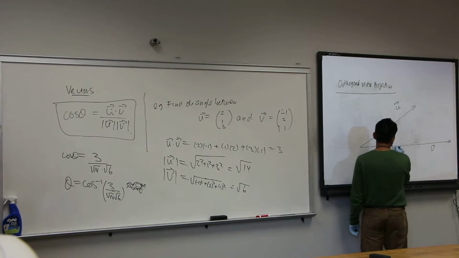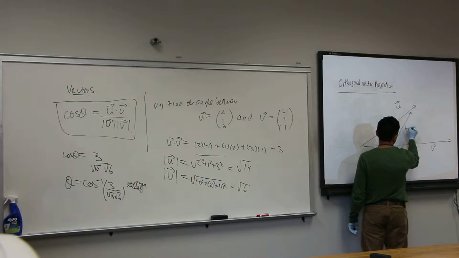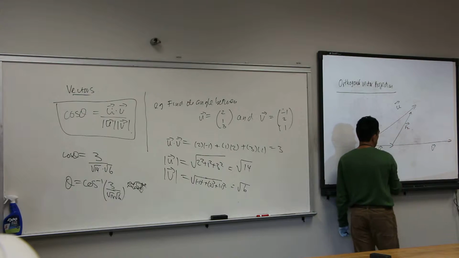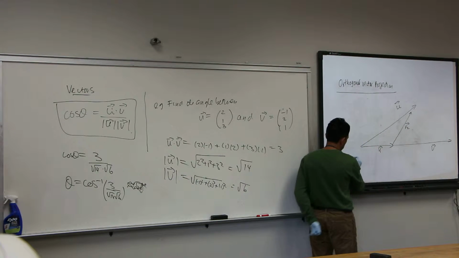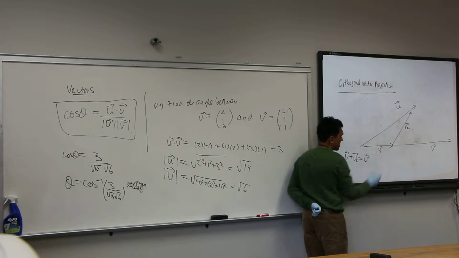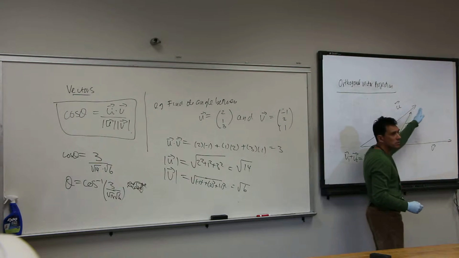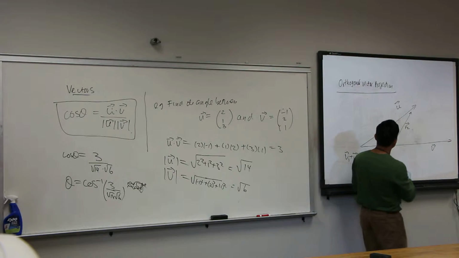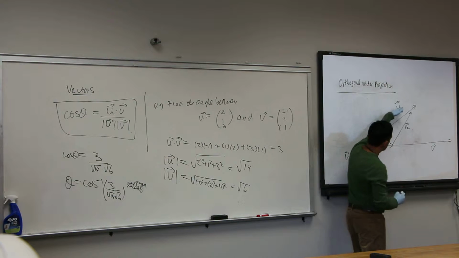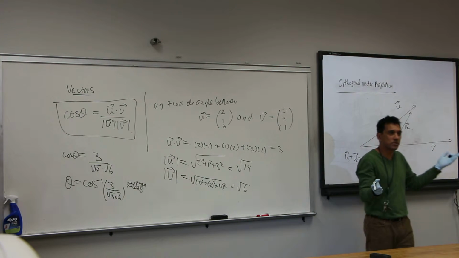You can say that u is equal to this vector here plus this vector here. Who doesn't see it? v1 plus v2 is equal to v. Who doesn't see it? v1 plus v2 is equal to u. Now, why would you want to do such a thing? I don't know.